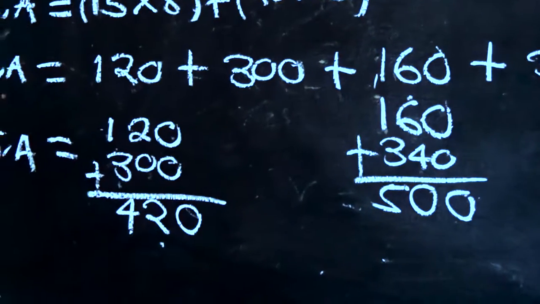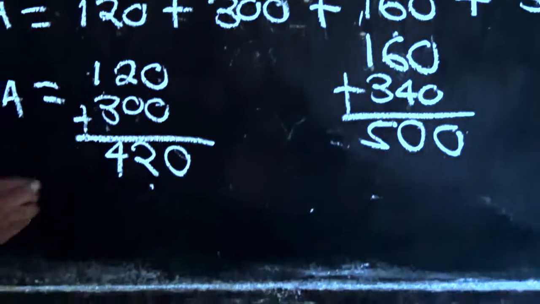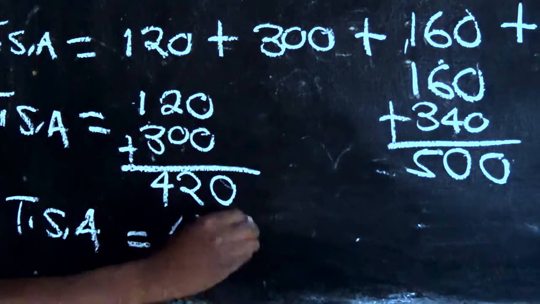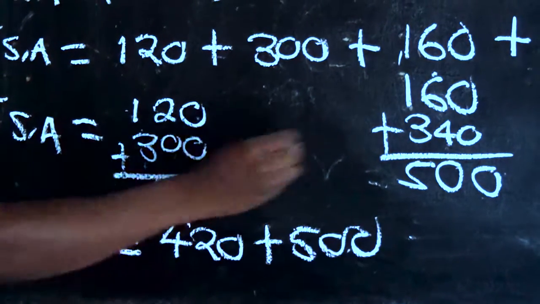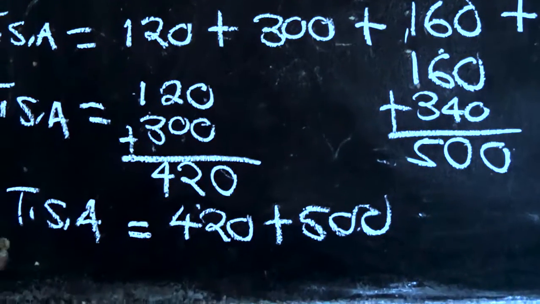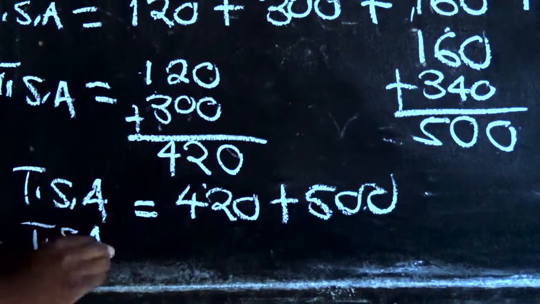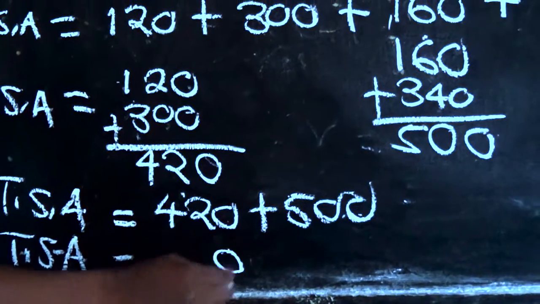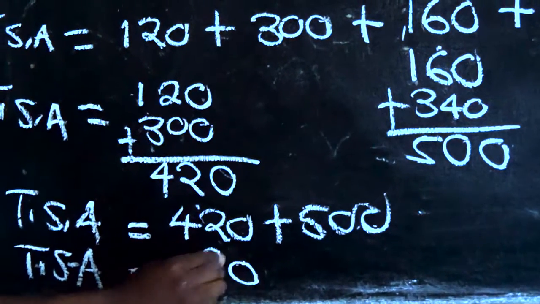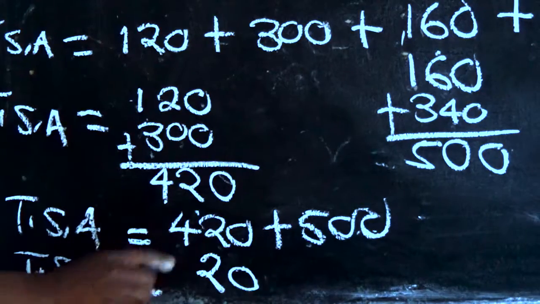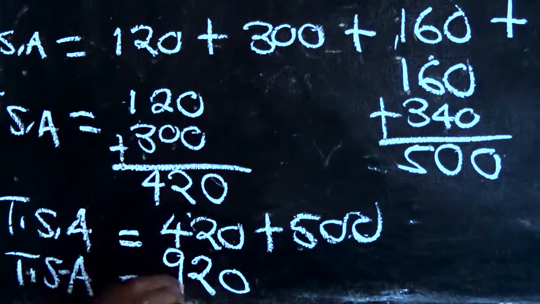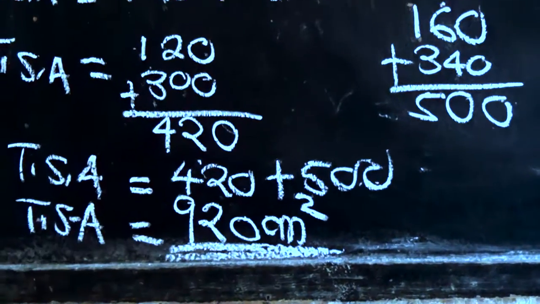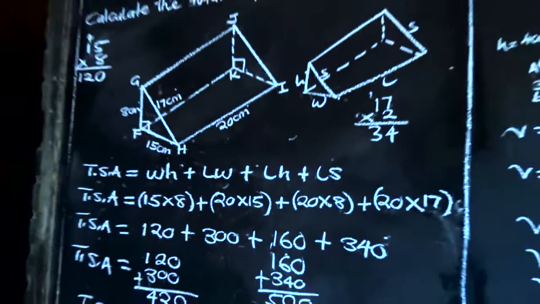Are we together? So now we are going to say total surface area is equal to 420 plus 500. Are we together, people? Then we say total surface area finally is equal to, we just add 0 plus 0, 0. 0 plus 2 get 2. Then 5 plus 4 get 9. So we have 920 centimeter squared as our total surface area. Are we together?